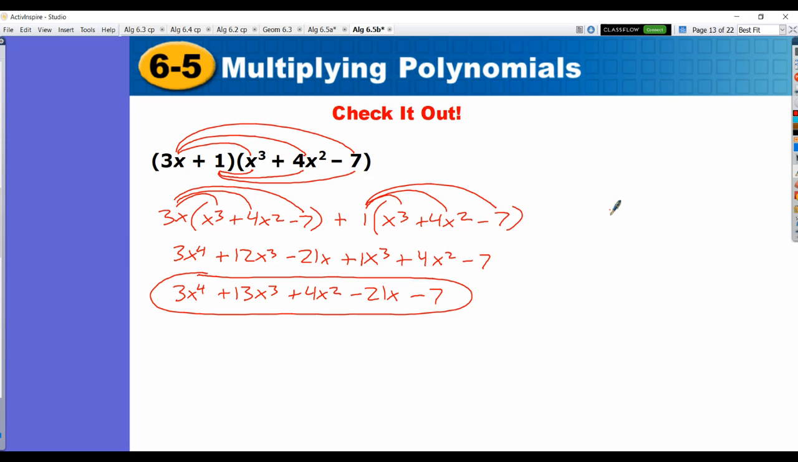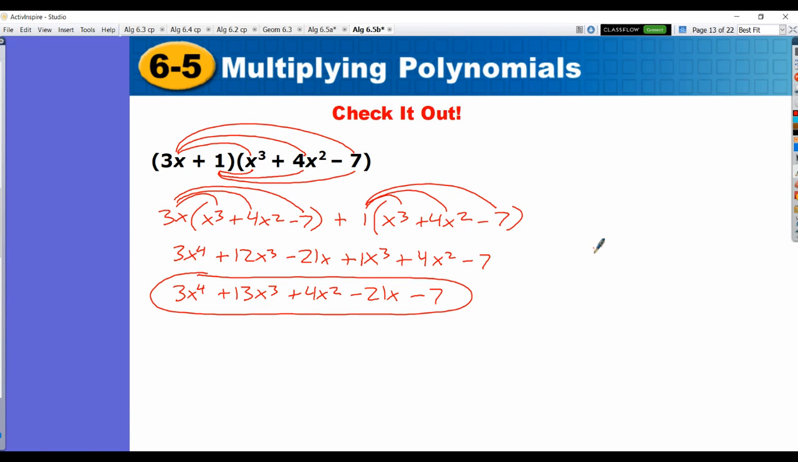Okay, so let's take a look at what we got. So from this, we ended up with 3x^4 plus 12x^3 minus 21x. Then everything over here got multiplied by 1, so really we ended up with, you could call this 1x^3 if you want to, plus 4x^2 minus 7.